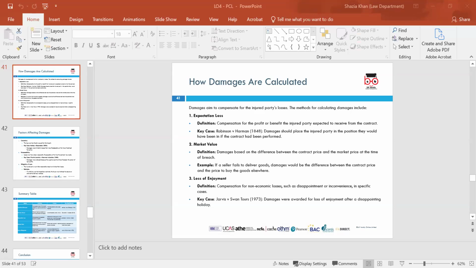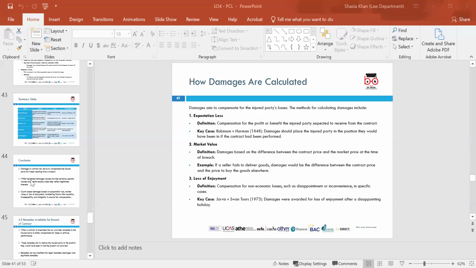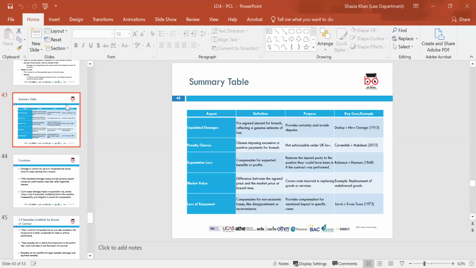Loss of enjoyment, so the definition is compensation for non-economic losses such as disappointment or inconvenience. The case is Jarvis and Swans Tours, 1973. Then we've got the summary table that looks at the different types of damages: liquidated, penalty, expectation loss, market value, and loss of enjoyment, with the definitions, purposes, and cases that are used.